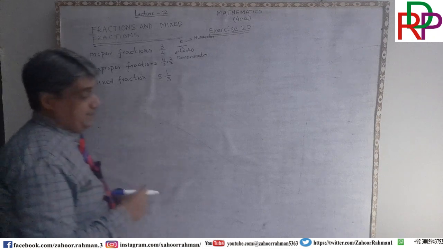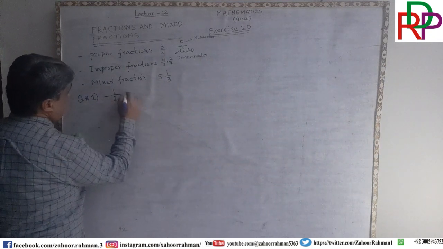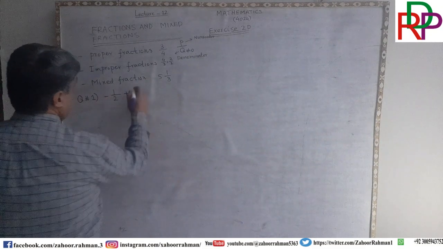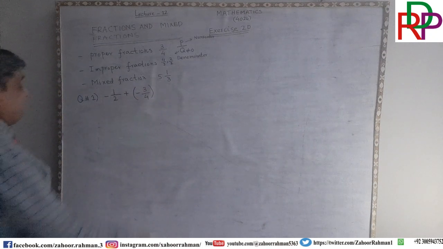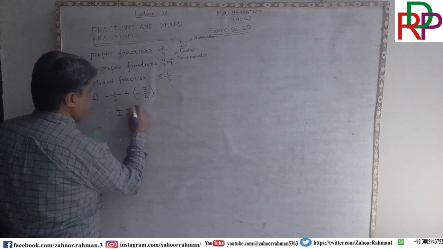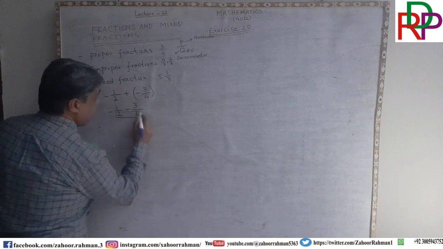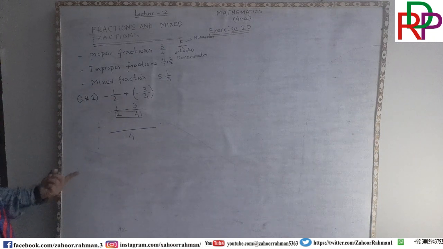And let me tell you many things about this. This is minus 1 over 2 plus minus 3 over 4. Ladies and gentlemen, first of all, we have to write this plus minus as minus. We have to take the LCM of these two, which will be 4. People are doing these in many ways. I will tell you one way, and we will stick to that one way till the end of this exercise, which is the last exercise of this chapter.